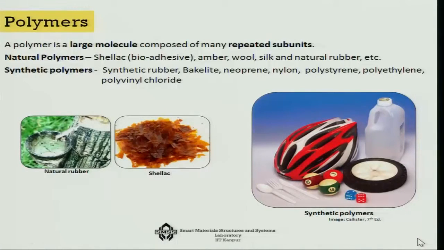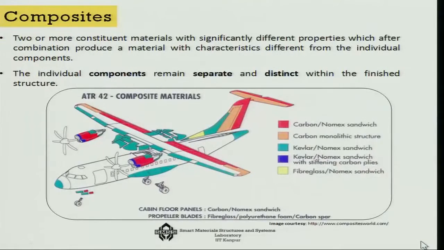Next comes the polymers. Natural rubber was once upon a time the only polymer, but then there are many other things, wool, silk, etc., and then synthetic polymers. I talked about it: synthetic rubbers, bakelite, neoprene, nylons, etc., and the whole world today is around the polymers. So, I will describe the polymers more later.